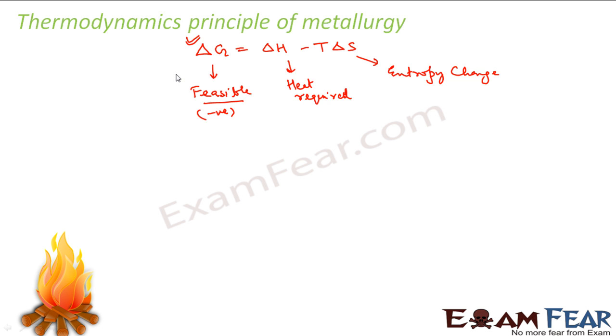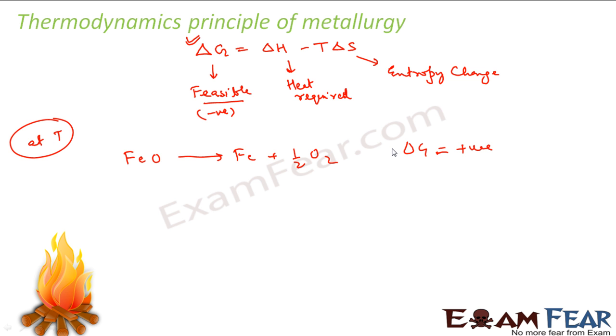So the role of a reducing agent is to provide a large negative value of delta G. For example, you have iron oxide and you want to reduce it to iron and oxygen. Delta G for this reaction is positive at some temperature T, because delta G depends on temperature. Now, delta G is positive, which means at that particular temperature the reaction is not feasible.